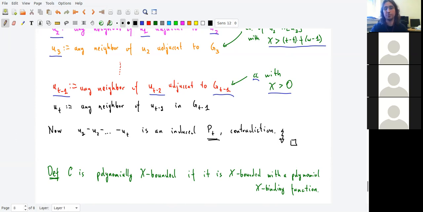Are there any questions about this proof? Otherwise, please put a +1 if you understood it.